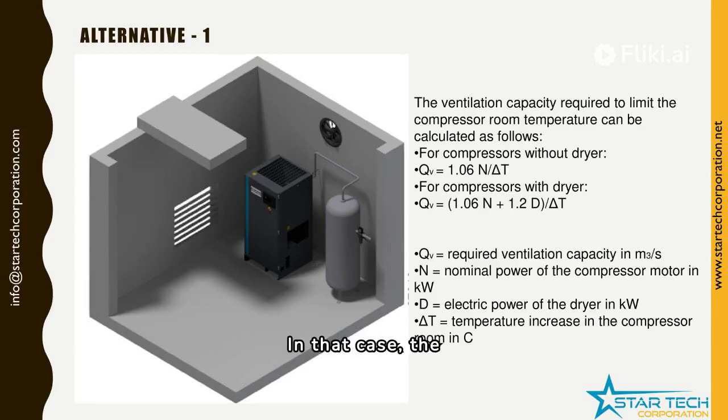In that case, the formula adjusts slightly. The required ventilation capacity, QV, now equals 1.06 times the nominal power of the compressor motor, N, plus 1.2 times the electric power of the dryer, D, all divided by the temperature increase, delta T, in the compressor room.